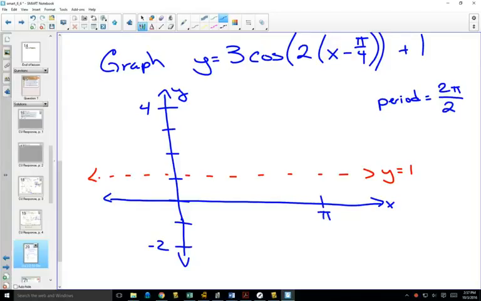Choose somewhere along your x-axis to mark 1 period, and then divide it into 4 equal sections. So half will be pi over 2. Half of pi over 2 is pi over 4. So it'll be 1, 2, 3 pi over 4.